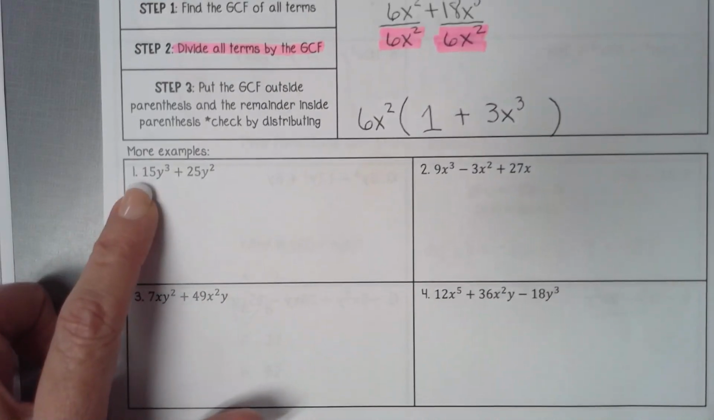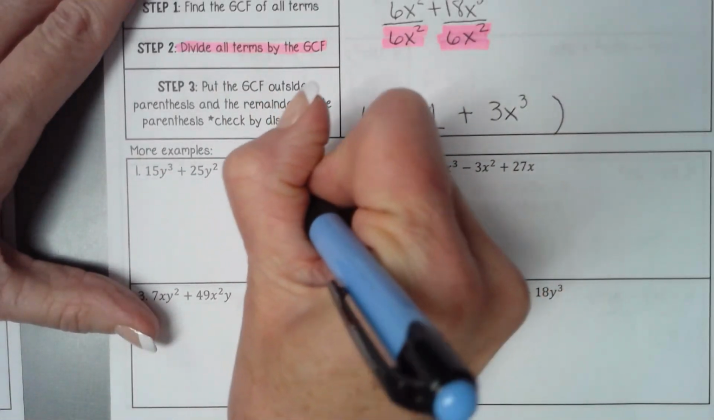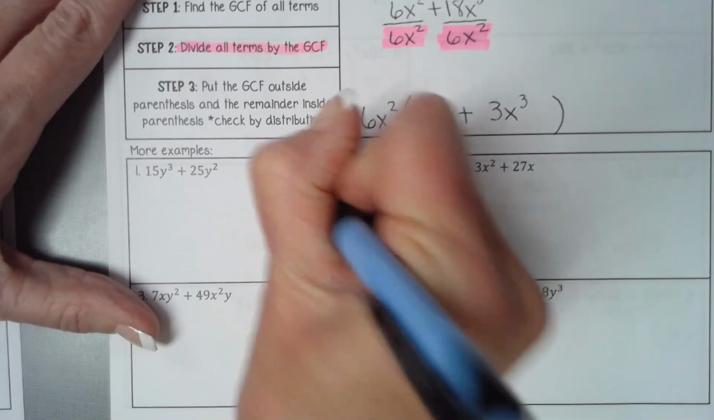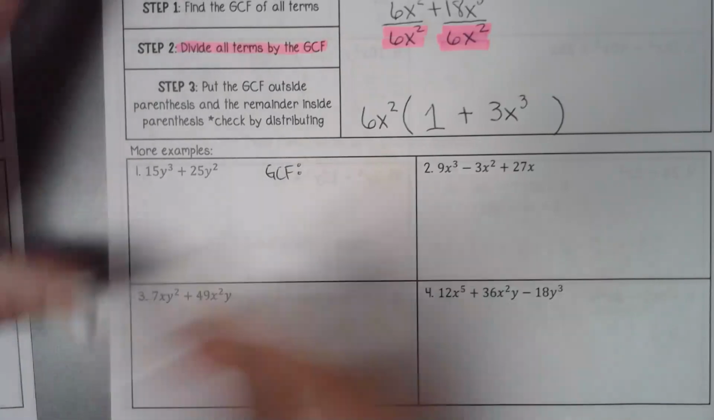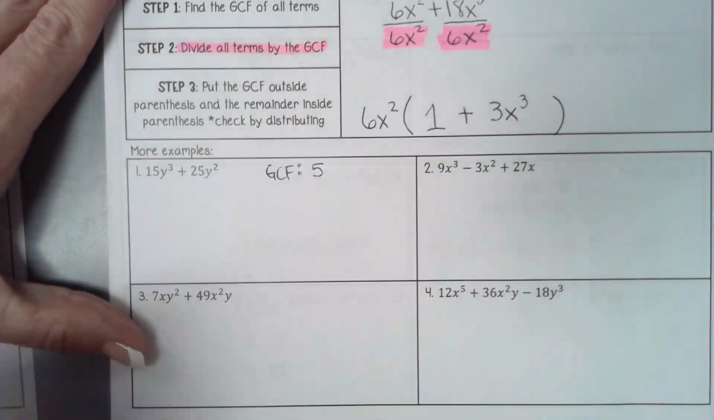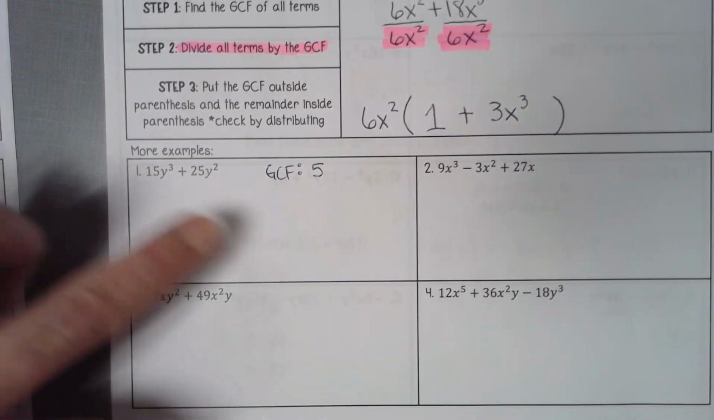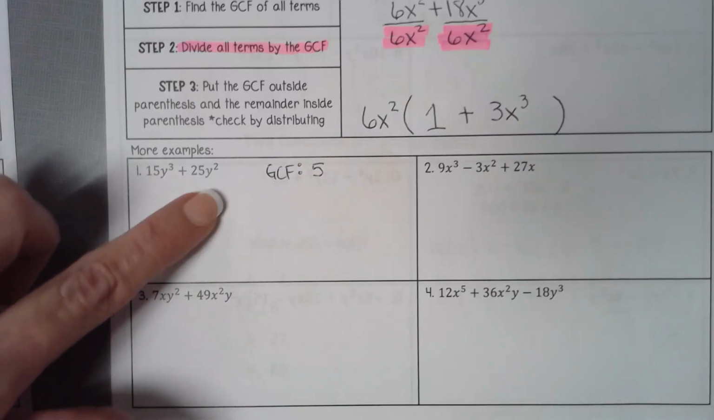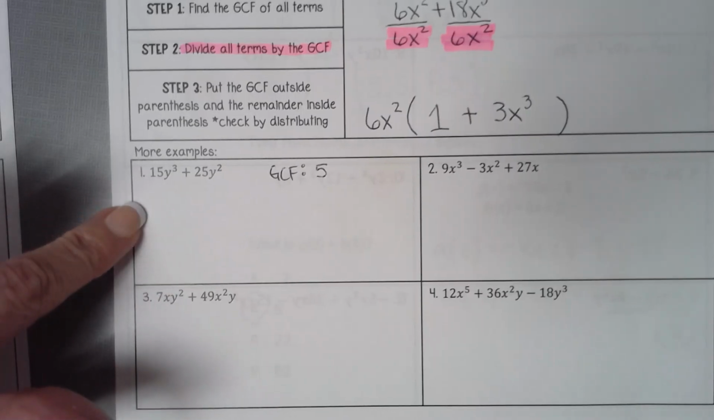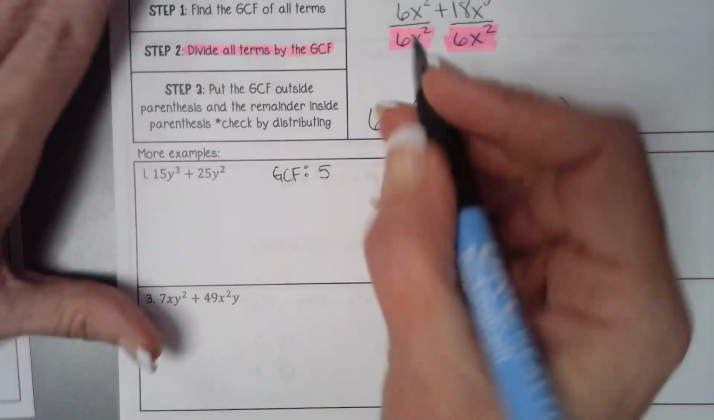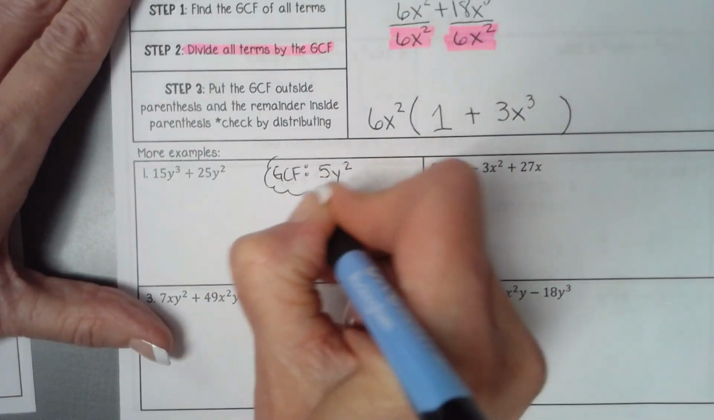Let's look at the coefficients first. 15 and 25. What is the greatest common factor that goes into 15 and 25? 5. Okay. I have y's in both of these. It's important. Y's got to be in both of them. So what power on the y is going to be the greatest common factor? 2. So 5y squared is my greatest common factor.